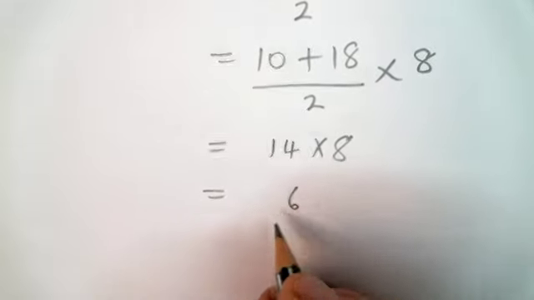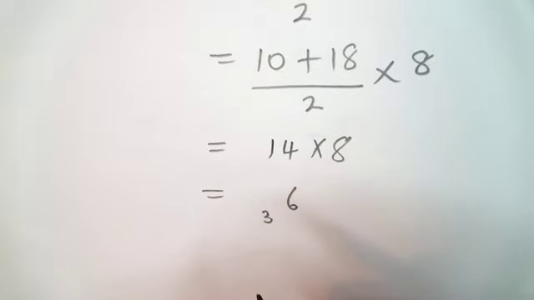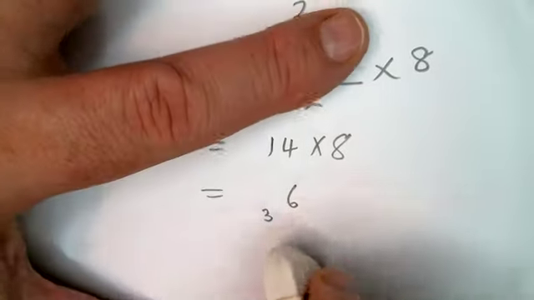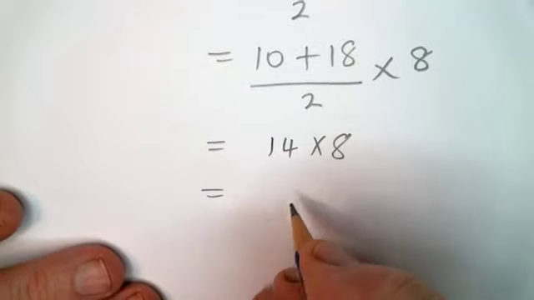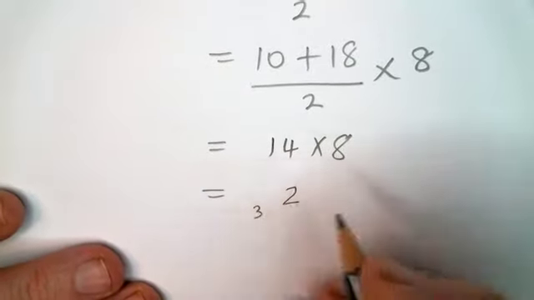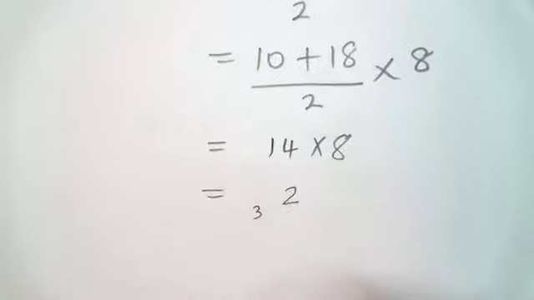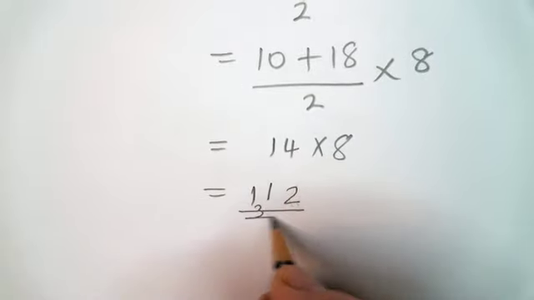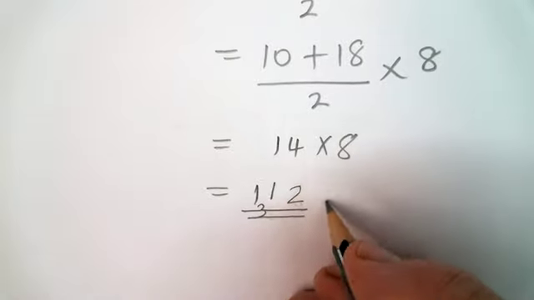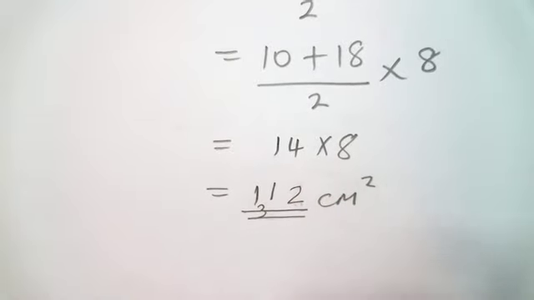8 fours are 36. What? What did I just do? That's terrible. Oh dear. It's very late, so I might as well use a calculator. 8 fours are 32. 1 8 is 8, and 9, 10, 11, so 112. So we've got 112 square centimeters for the area.